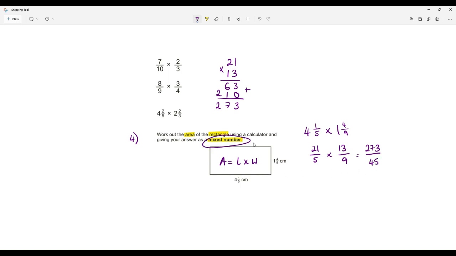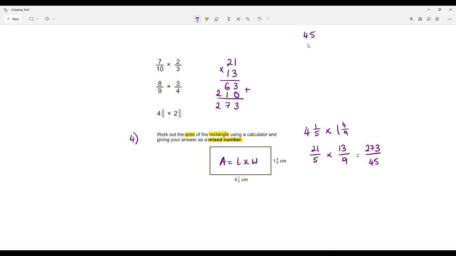Now the question says I need to give my answer as a mixed number, which means I need to convert it back into this kind of format. And I do that by working out 45 into 273. Now I would usually use bus stop method, but since 45 doesn't go into 2 or 27, I won't be able to use that method in this example. So instead I'm going to have to just use the 45 times tables.